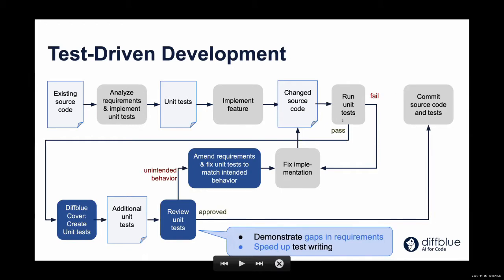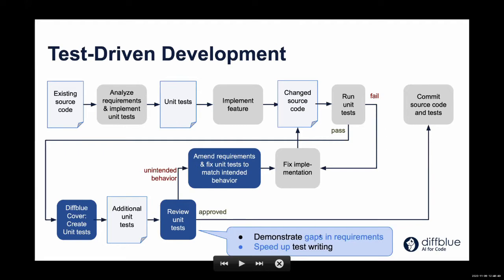Now where the tool can help us is giving us additional confidence in our requirements and implementation. The tests have passed. Now we run the tool to create new, additional tests. We review these tests, and if we find some unintended behavior in them, then this means that we have missed something. So we have to go back to the drawing board, amend the requirements, fix the unit tests so that they match the intended behavior, and then we can fix the implementation and run the tests again. We might need some more cycles here to fix up the implementation. But eventually we'll have tests that all have intended behavior and an implementation that passes these tests.